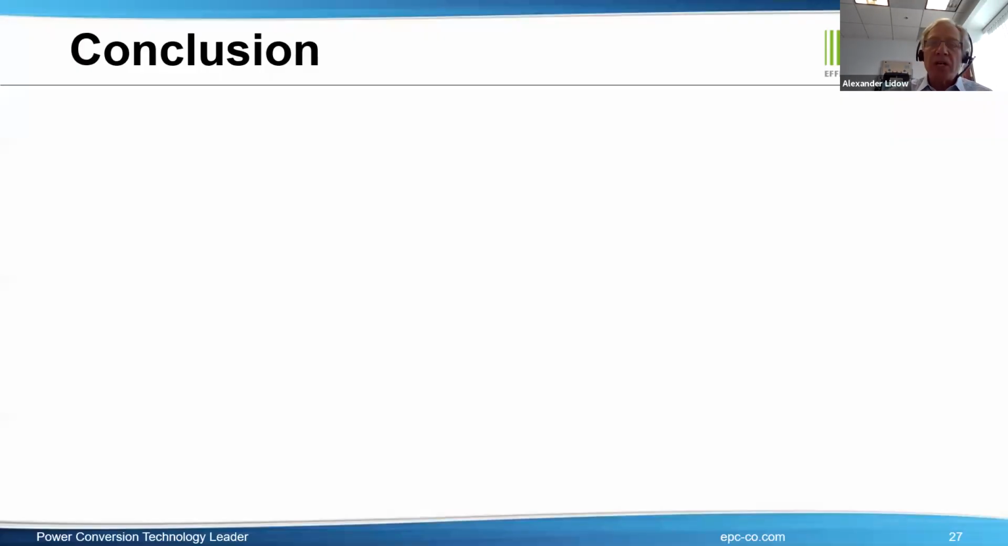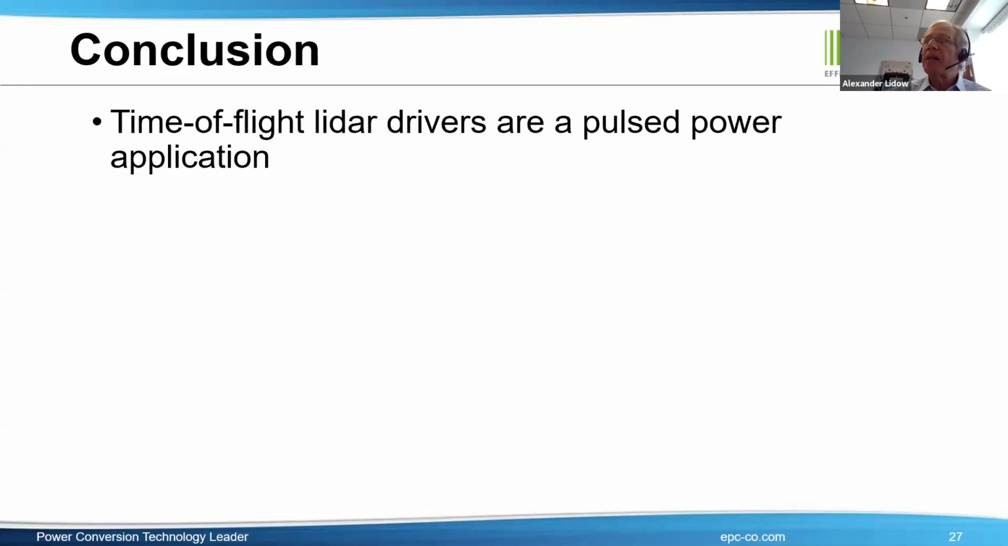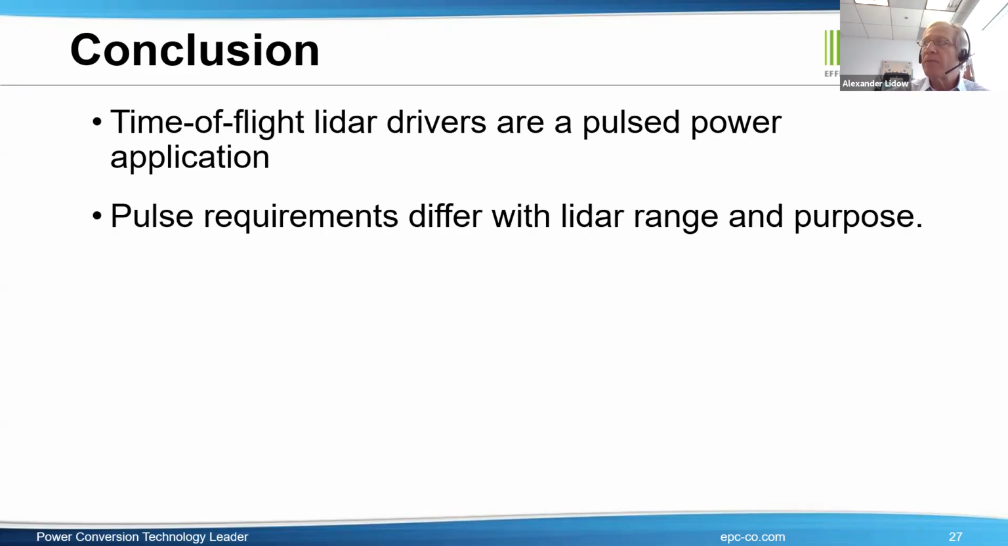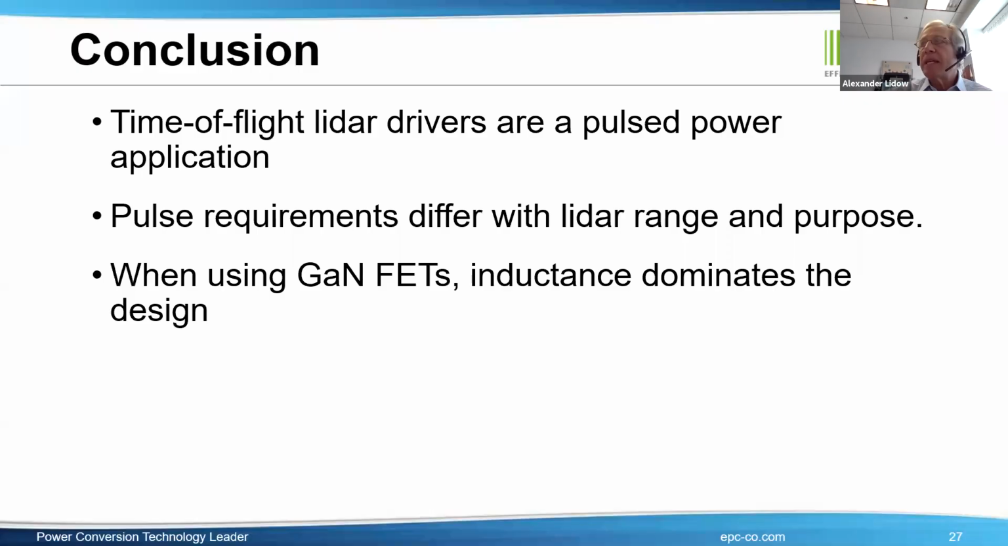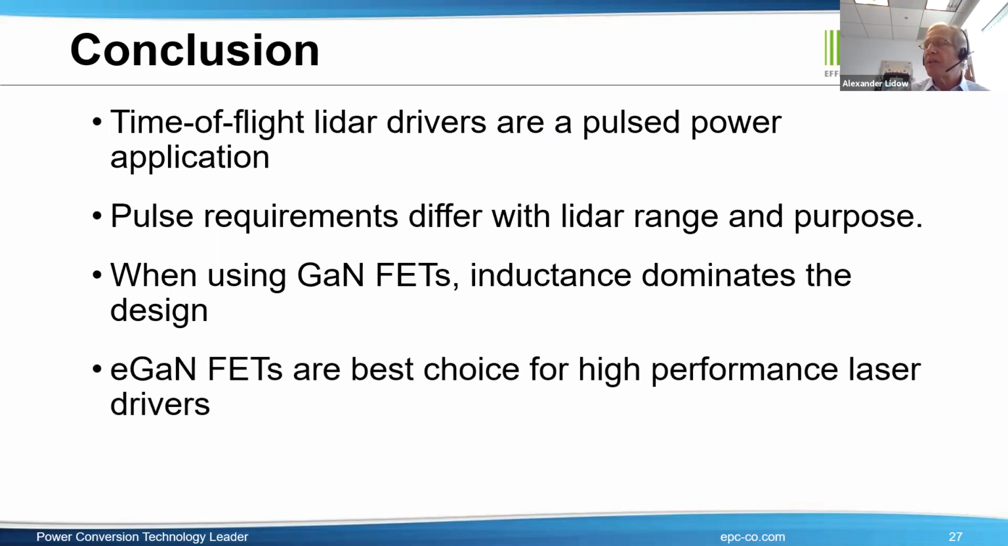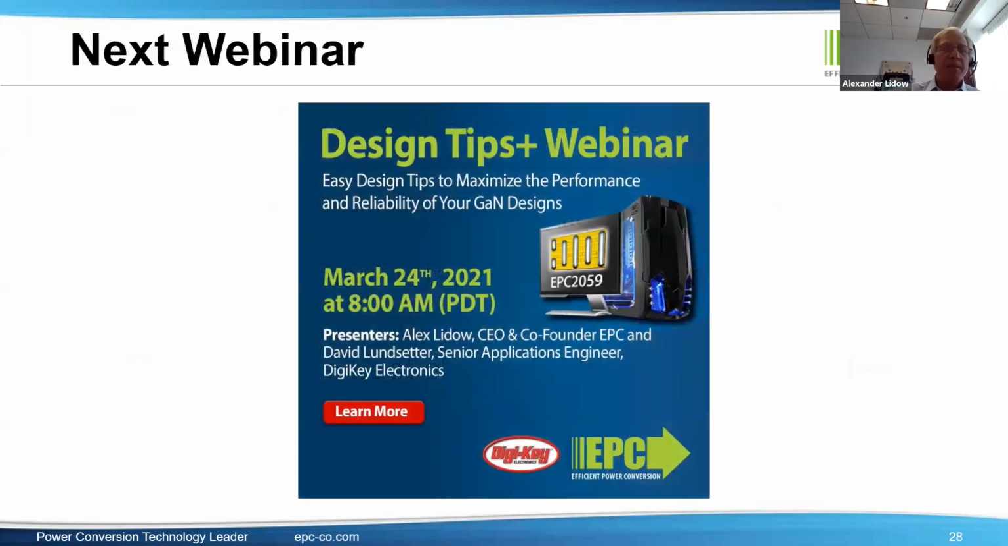So just to bring it home here, time of flight LiDAR drivers are a pulse power application. These pulse requirements differ with the LiDAR range and, of course, their purpose. When using GaN FETs, it's inductance that determines the ultimate performance. If you're using a silicon device, it's the silicon that determines the performance. And of course, eGaN FETs are the best choice for high performance laser drivers. And I hope we've convinced you of that in many dimensions here today. All right, Renee, back to you.